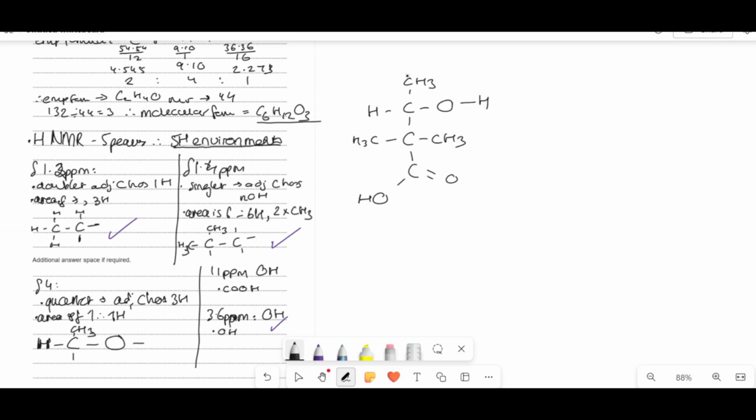So now we check the formula. 1, 2, 3, 4, 5, 6. It's got 6 carbons. 1, 2, 3, 6, 9, 12. It's got 12 hydrogens. It's got 3 O's. And then we need to check, has it got the right number of hydrogen environments? So here, that's 1 hydrogen environment. This one's different, so there's 1, there's 2. Now this is going to be 3. This and this are the same environments, 4 and 4, and then 5. That's how you do it.